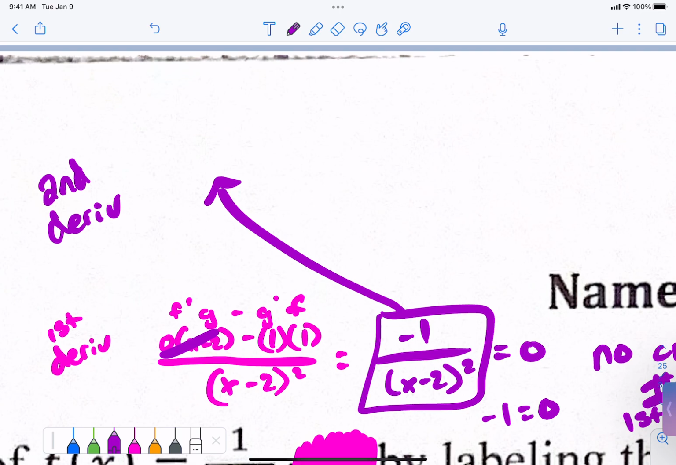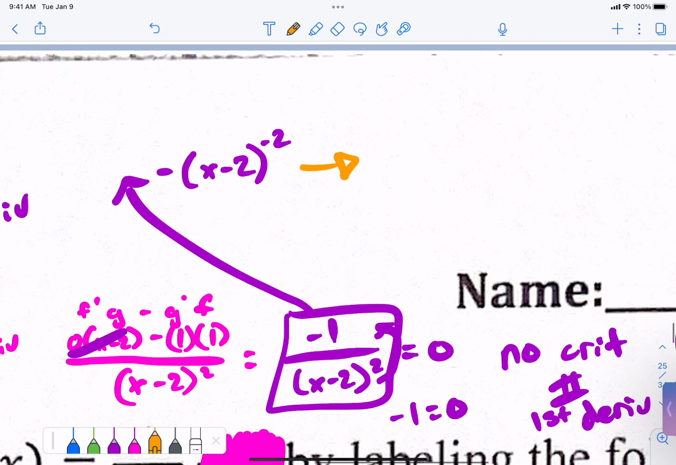Second derivative, here's what I'm going to do. Rather than doing the quotient rule, I'm going to move this guy to the top. So this is going to become negative x minus 2 to the negative second power. Like if we move him to the top, that's what he'll look like. Now I'm going to take the derivative, which means the chain rule. So the negative 2 comes down in front, which makes it positive 2 times x minus 2 to the negative third power. But then we have to take the derivative of the inside. What's the derivative of the inside?